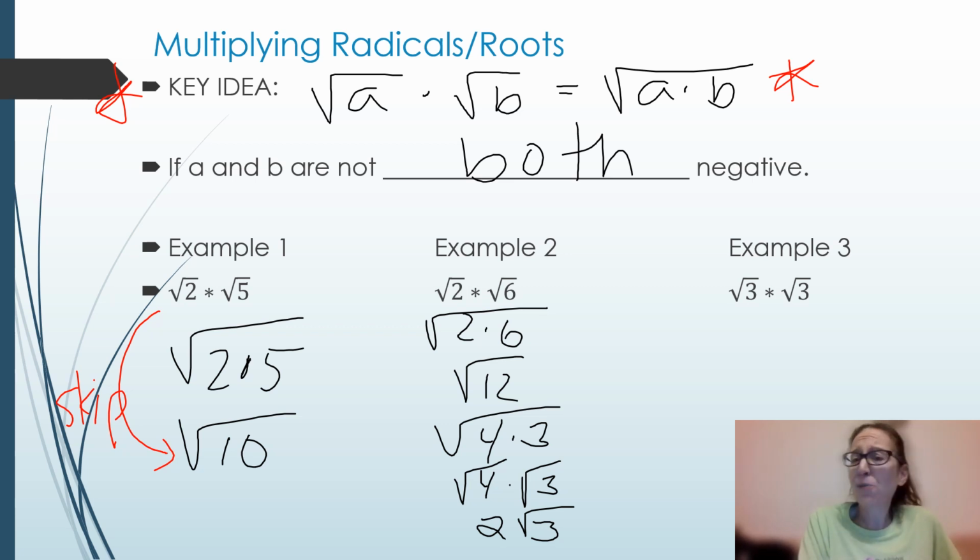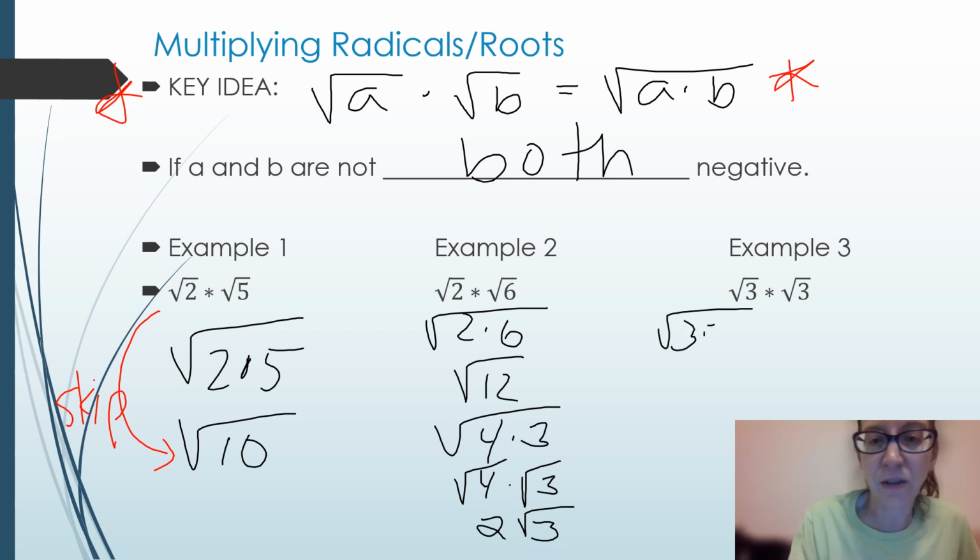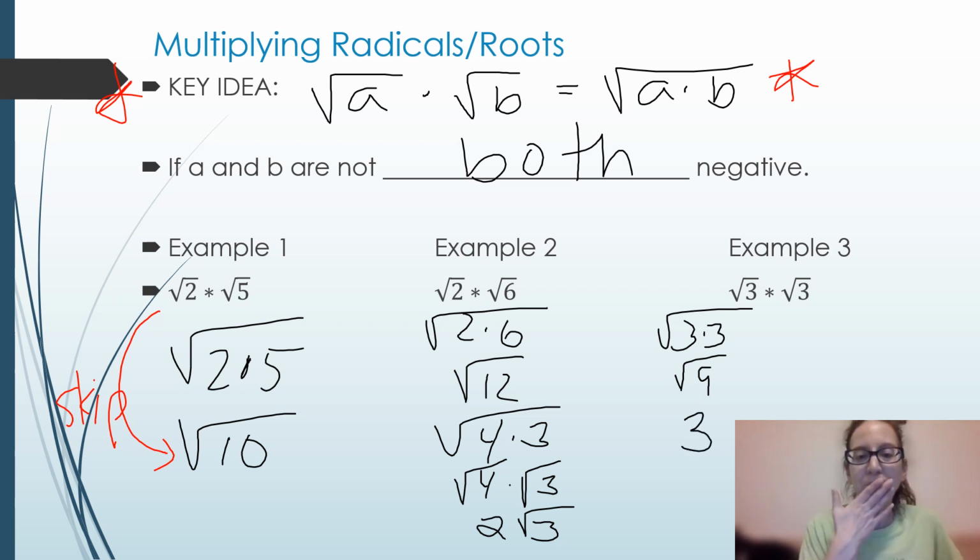Third one is the square root of 3 times the square root of 3. Now there's a couple of ways that you can think your way through this. So one way that you could think your way through it is by using that key idea. So this would be the square root of 3 times 3, which is 9, and the square root of 9 is 3.